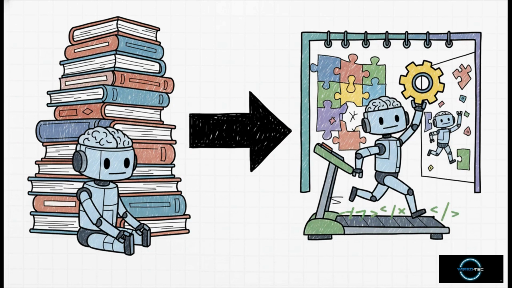That's basically its textbook knowledge. But to get really good at doing things, like using a piece of software or planning a project, it needs a place to practice. It needs a gym. And that is exactly what Nemotron provides. It's a safe, simulated space for the AI to train, to fail, and to ultimately master brand new skills.